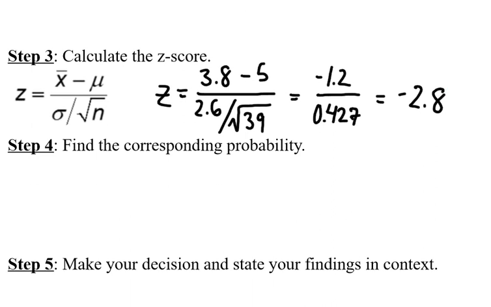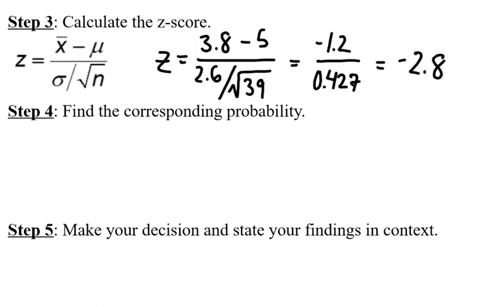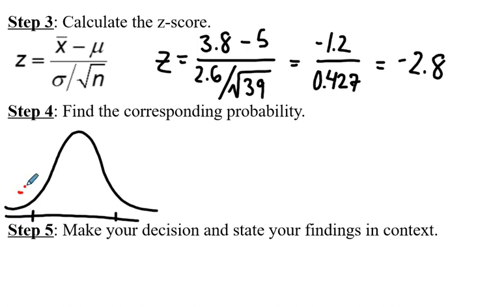Now my job is to find the corresponding probability. So with a z-score of negative 2.8, that's pretty far away. That's almost 3 standard deviations away. We're probably going to have a pretty low p-value. If you draw the distribution, this is what we're working with. We have a z-score of negative 2.8, but it was a two-tailed test, so it could be positive 2.8 as well.